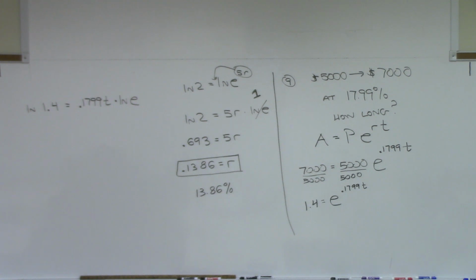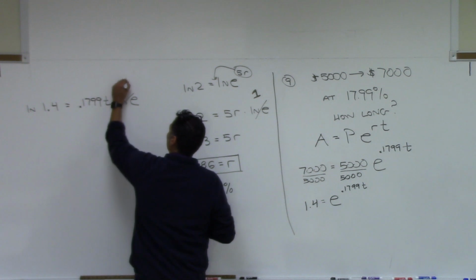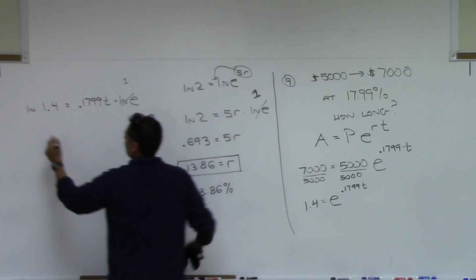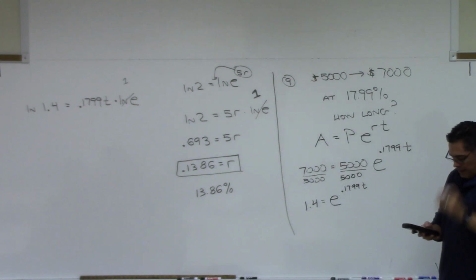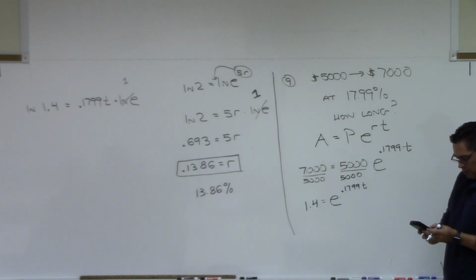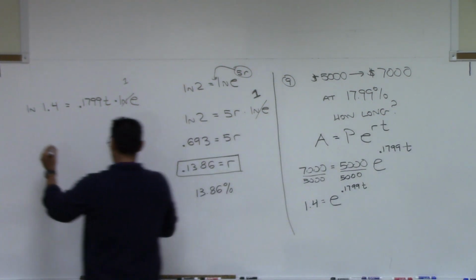Let's see here. I don't think Goofy can do that. All right, 1, right? All right, natural log of 1.4. I'm just going to keep going on about that. I'm sorry. I'm just going to keep messing with you.